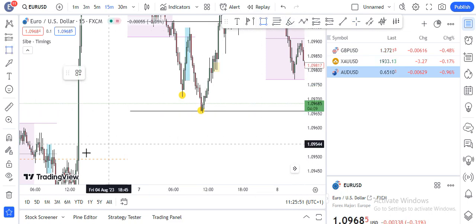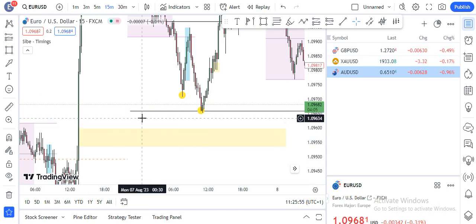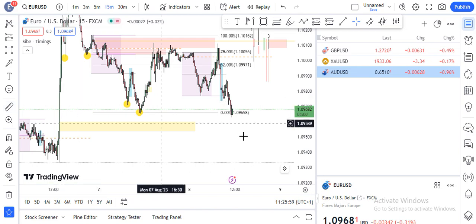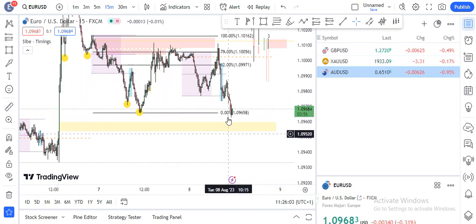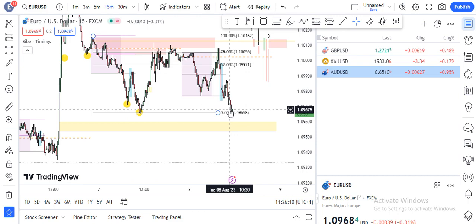Okay, there's also ICT's fair value around here, but I personally think these markets are going to tank a bit lower to grab more liquidity to the downside before the push up. So yes, if you're targeting this area, targets would have been hit. If not, somewhere within this area, and you want to be looking at time.